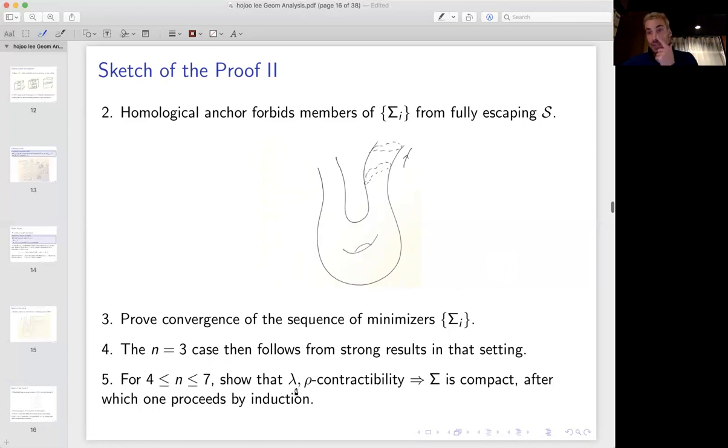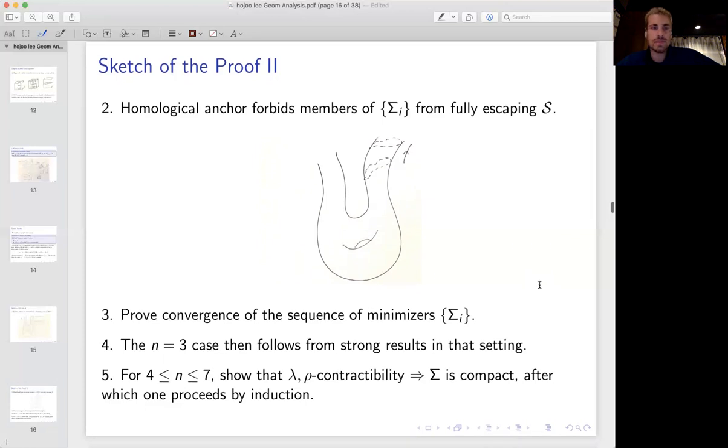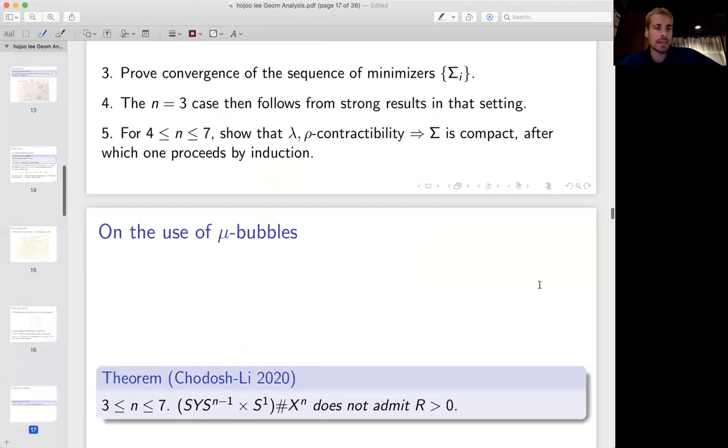In higher dimensions, the minimizer is in general non-compact, and dealing with these hypersurfaces is hard in general. So we assume lambda rho contractibility in order to show that the limiting hypersurface sigma ends up being compact, and then the induction proof follows. Well, that is the rest of the argument. So that's the basic sketch of the proof.